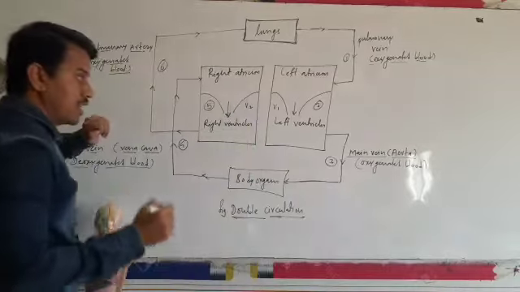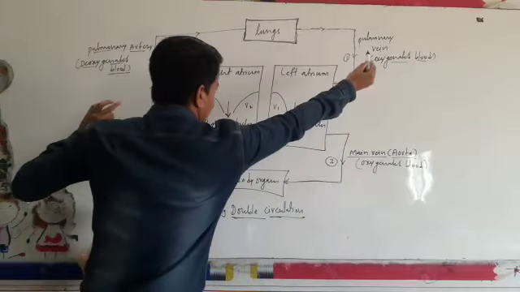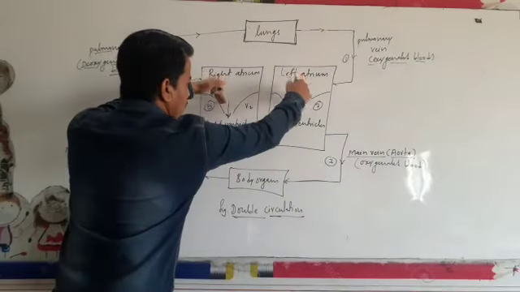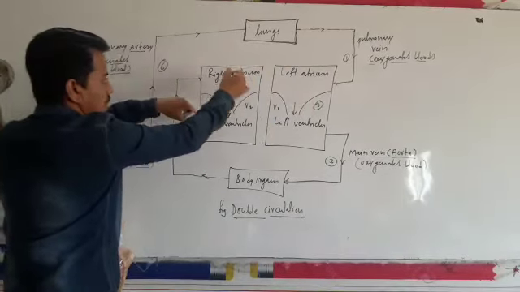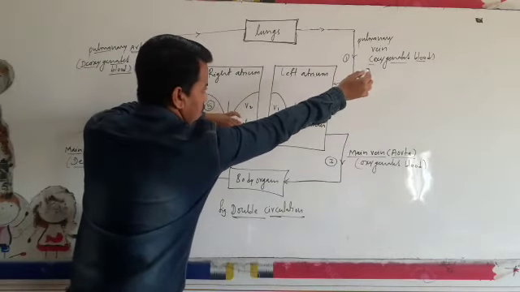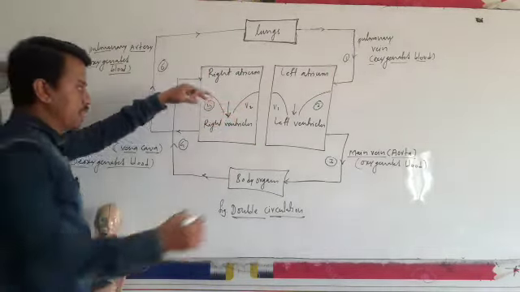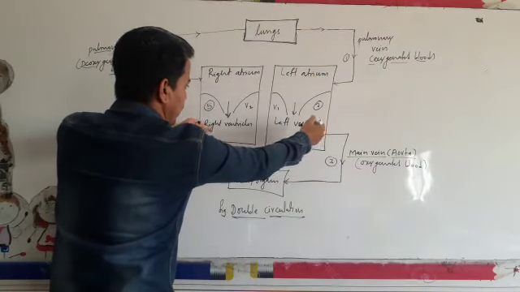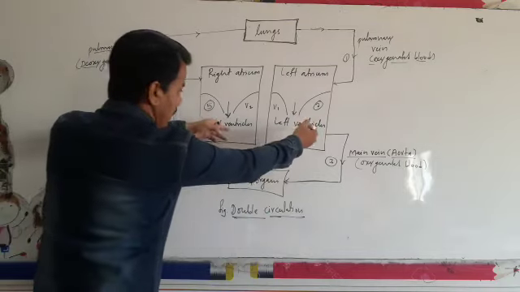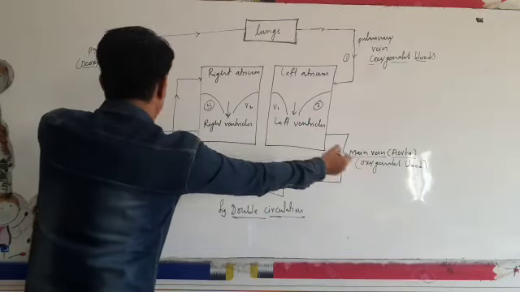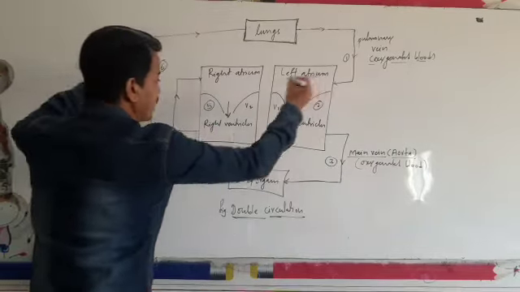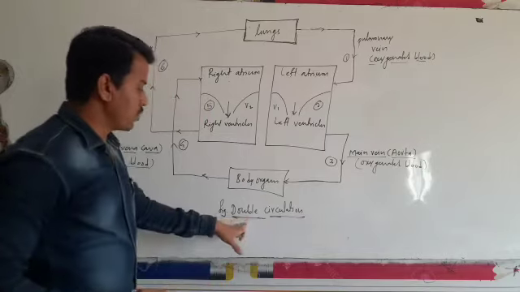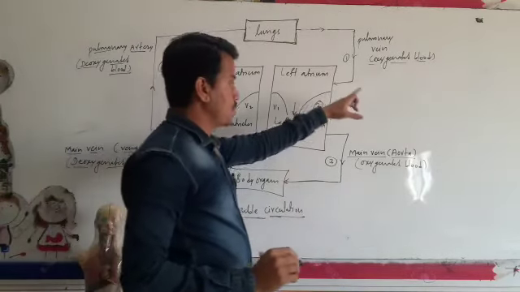These two, the oxygenated blood and the deoxygenated blood, enter simultaneously: deoxygenated blood into the right atrium and oxygenated blood into the left atrium. Likewise, the left and right ventricles release their respective oxygenated and deoxygenated blood. That is why it is called double circulation, for the oxygenated blood and the deoxygenated blood.